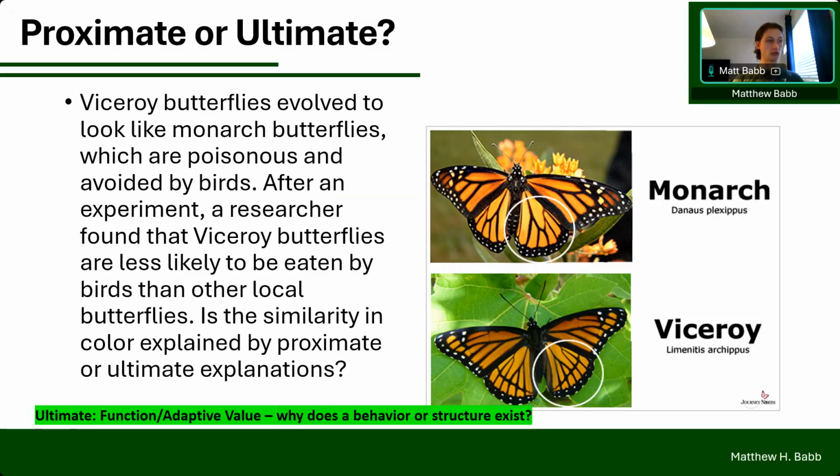Great. If you said ultimate, then you would be correct. This would be an example of a function or an adaptive value question, answering why does, not necessarily a behavior in this case, but why does a structure or a color patterning exist in an animal? We know it exists in the viceroy butterfly, likely because it provides some sort of advantage. By mimicking a monarch butterfly, they are less likely to be eaten than the other butterflies in the area.